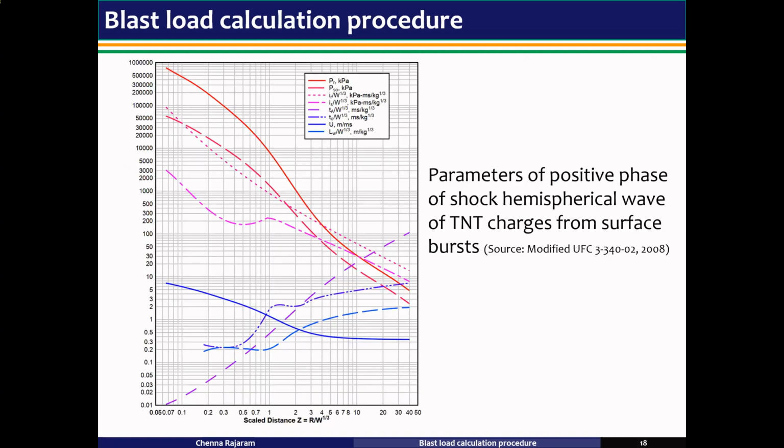The parameters of the positive phase of a shock hemispherical wave of TNT charges from surface bursts are given here with respect to the scaled distances. So there are various parameters, that is PR, PSO, IS, TA, T naught. All the parameters are represented in a single plot with respect to the scaled distances. So you can see the IS, that is the positive phase impulse. This is the graph. Now you can see up to the scaled distance Z equal to 1, it is non-linear, and after that it is linear.